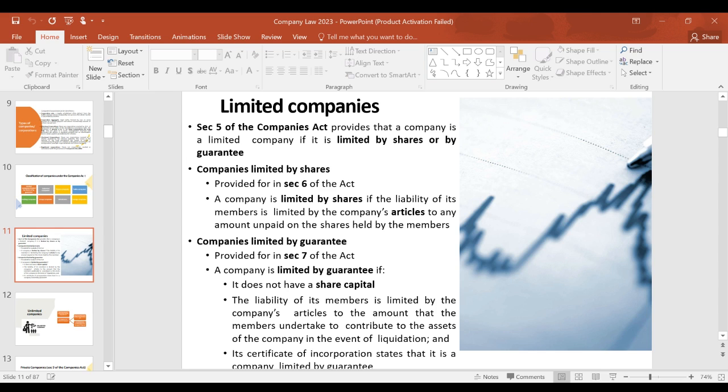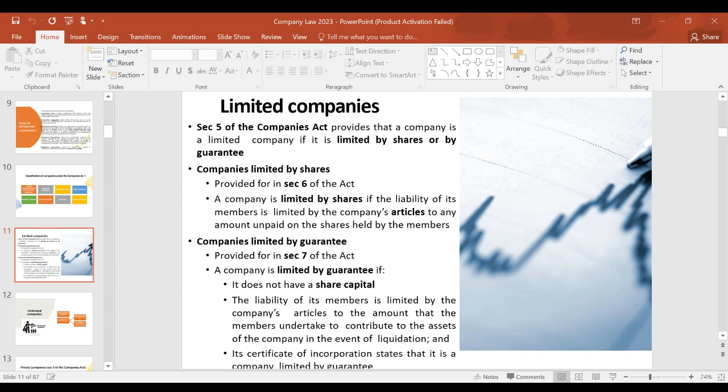So anything beyond that, the owners of the company will be protected. And Section 6 of the Companies Act provides that a company limited by shares will be such that the Articles of Association provide that the company is formed by way of limited shareholding. So the Articles of Association will show that.